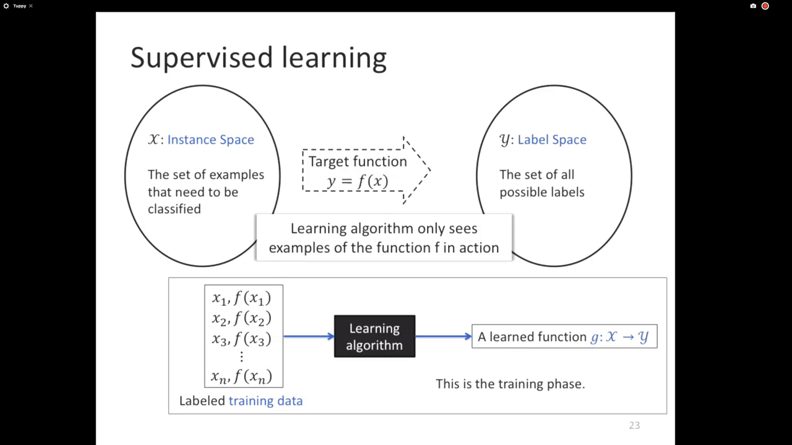Is there a point for us to be able to make the target function? Is there a point to have some kind of target function that we can really describe? No, our goal is to discover an approximation of the target function, namely g.